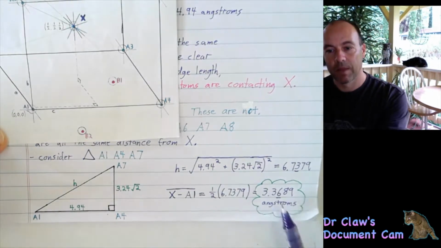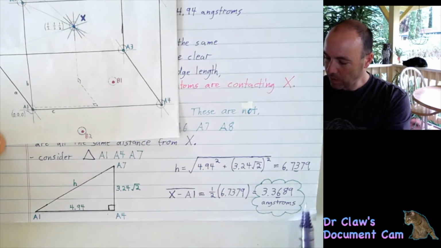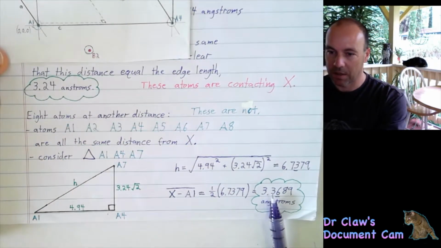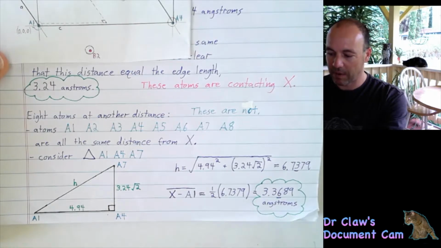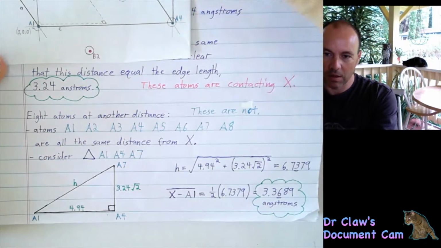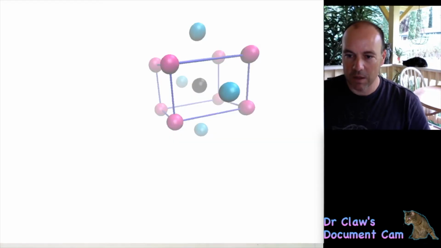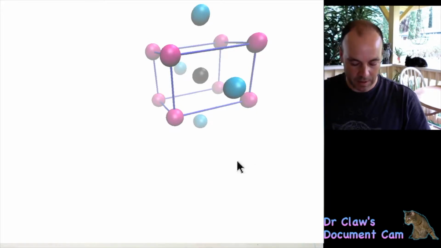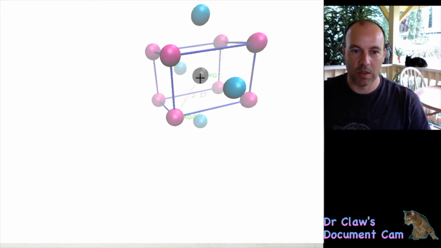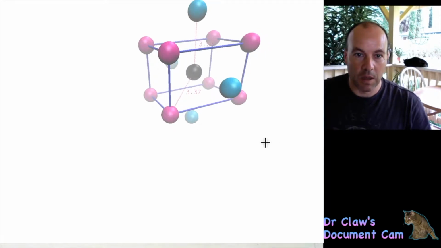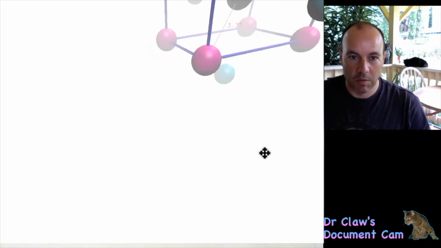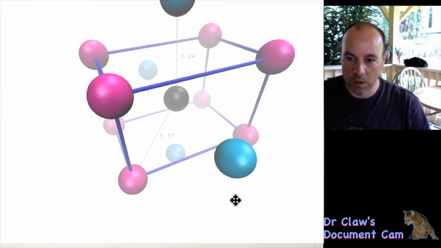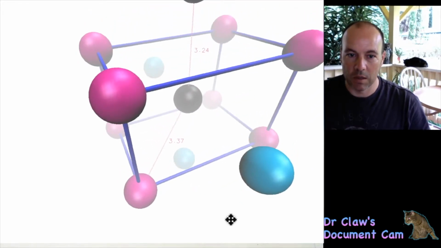All right? So 3.37 angstroms is the other distance. You got 3.24 and 3.37. Now, just to demonstrate that, the simulation package that we're using can calculate distances really easily. So let's go ahead and get the distance between these two and the distance between those two. And there you go. We got 3.24 and 3.37. All right.